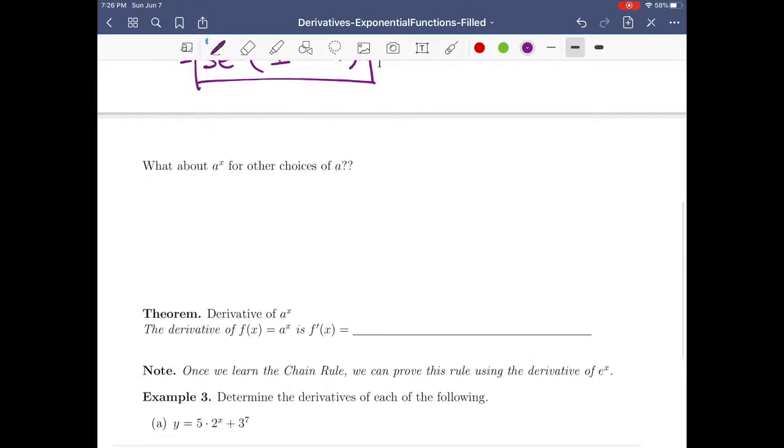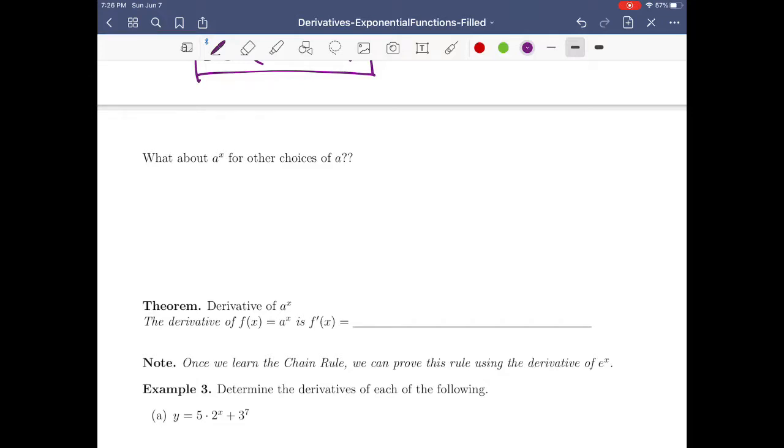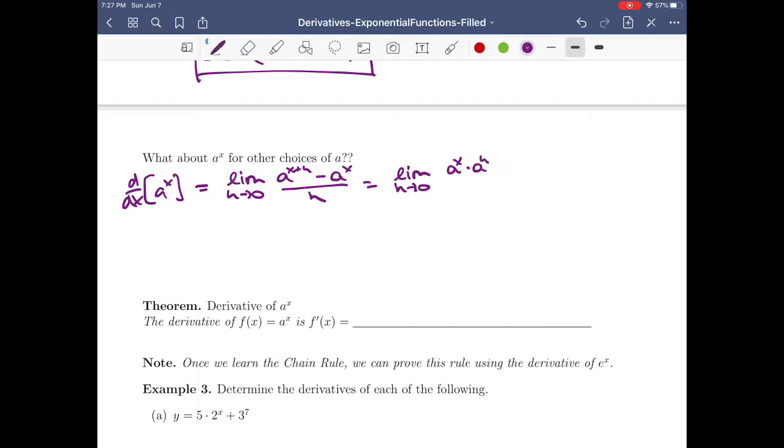So something similar happens. Okay, so if this is my derivative of a to the x, we can use our limit definition. So it's going to be a to the x plus h minus a to the x all over h, which is going to be a to the x times a to the h minus a to the x all over h. So I can pull out a to the x and in fact pull it right out of the limit. And I'll be left with a to the h minus 1 over h. Okay, similar to before.